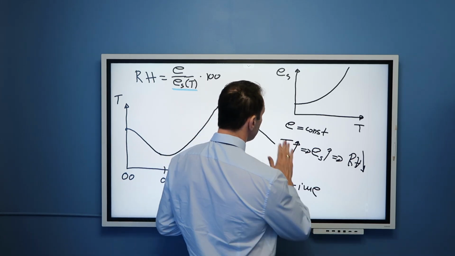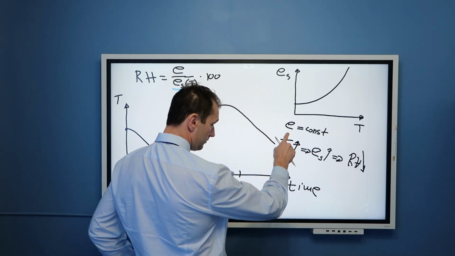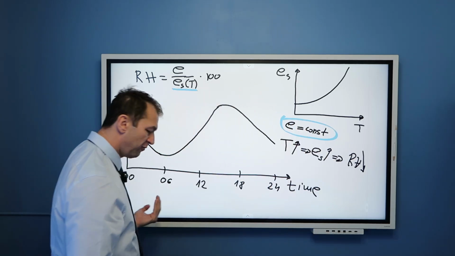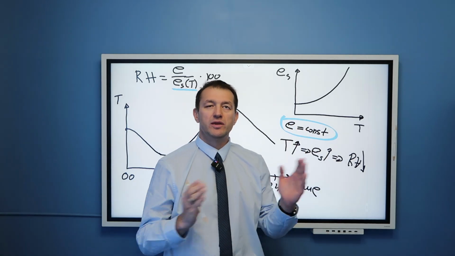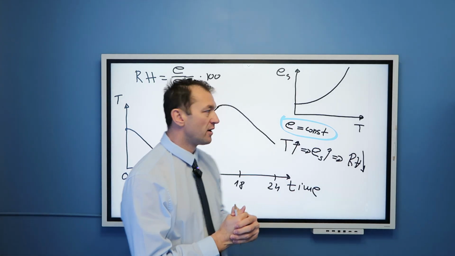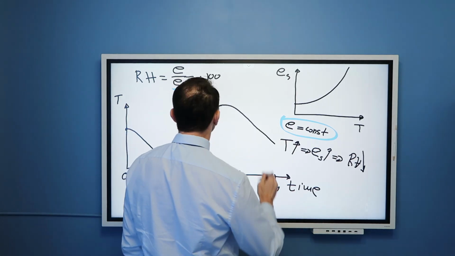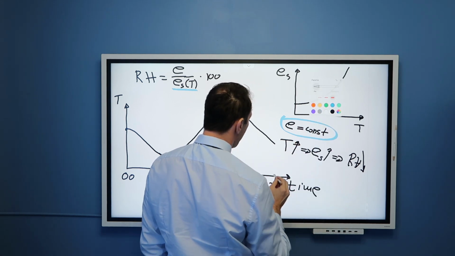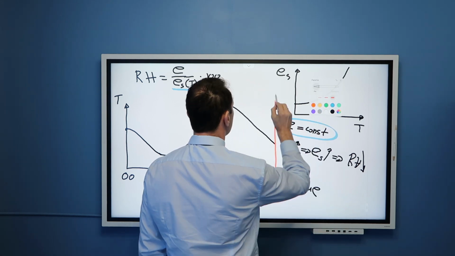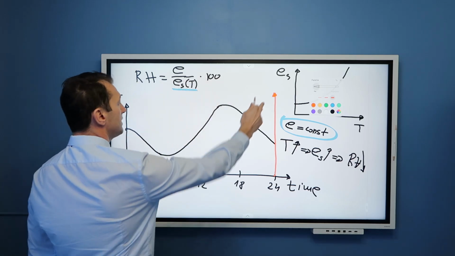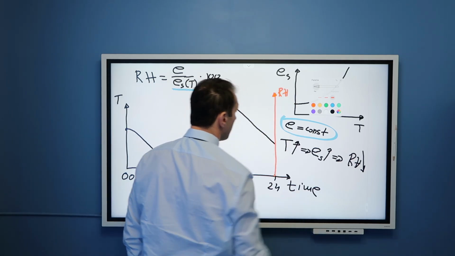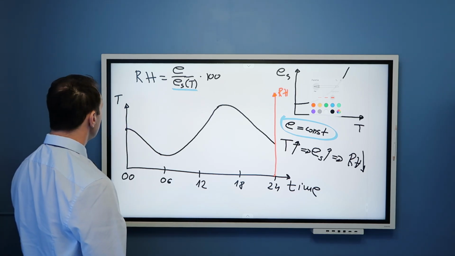Now, let us assume that we keep E constant. Namely, during this 24-hour period, there was no addition or removal of moisture from the atmosphere. If I now put a secondary y-axis over here, and this secondary y-axis will measure relative humidity, how is relative humidity going to change?